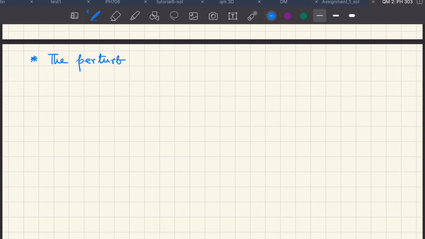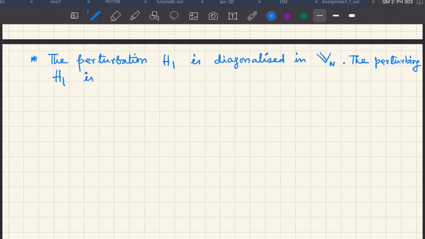The perturbation H1 is diagonalized in the subspace which we had denoted by Vn, the degenerate subspace. The perturbing Hamiltonian H1 is not diagonal in the whole space. That we have to keep in mind. The perturbing Hamiltonian H1 is not diagonal in the whole space of the problem.